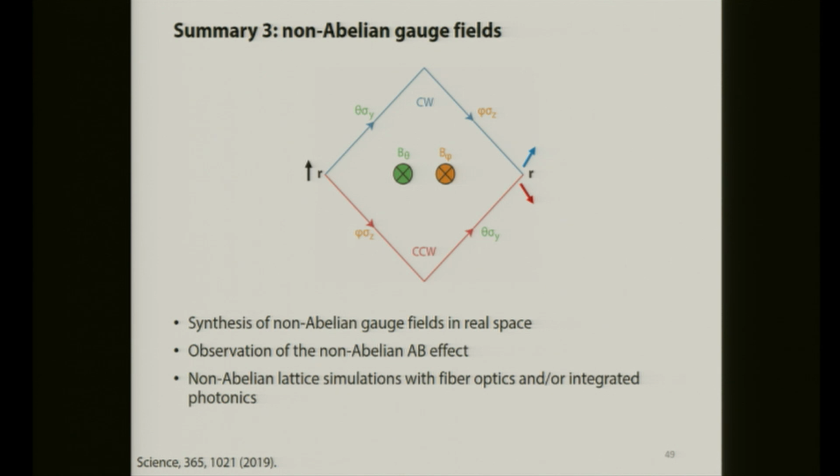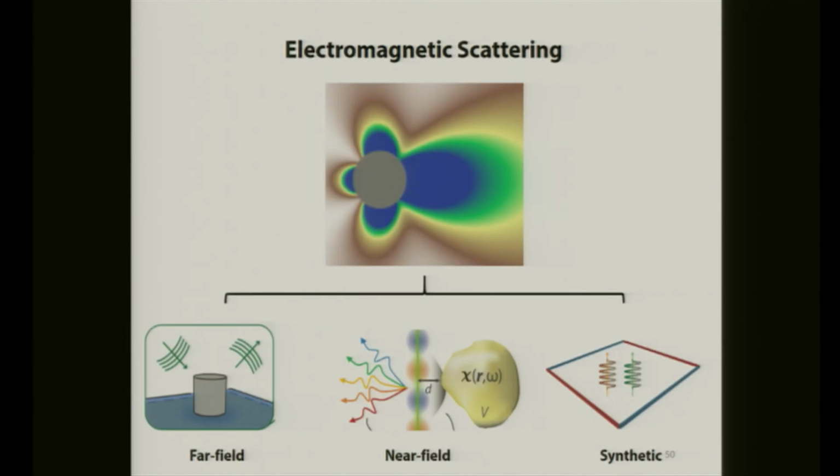For the third part, we observe the non-Abelian AB effect with synthetic gauge fields. And we hope that these gauge fields can be useful for non-Abelian lattice simulations with both fiber optics and integrated photonics such as lithium niobate. So that's the end of my talk, and thank you very much for your attention.